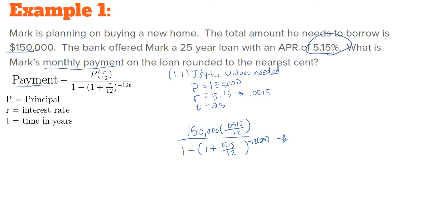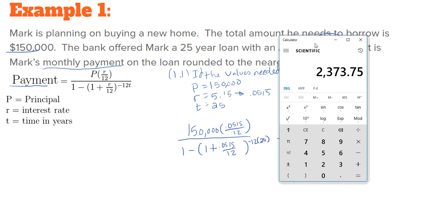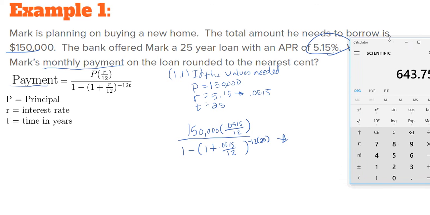So on top, we're going to start with parentheses. We're going to work with 0.0515, and we're going to divide it by 12. We're going to get that answer, and we're going to multiply it times our principal. And we get $643.75 on top.